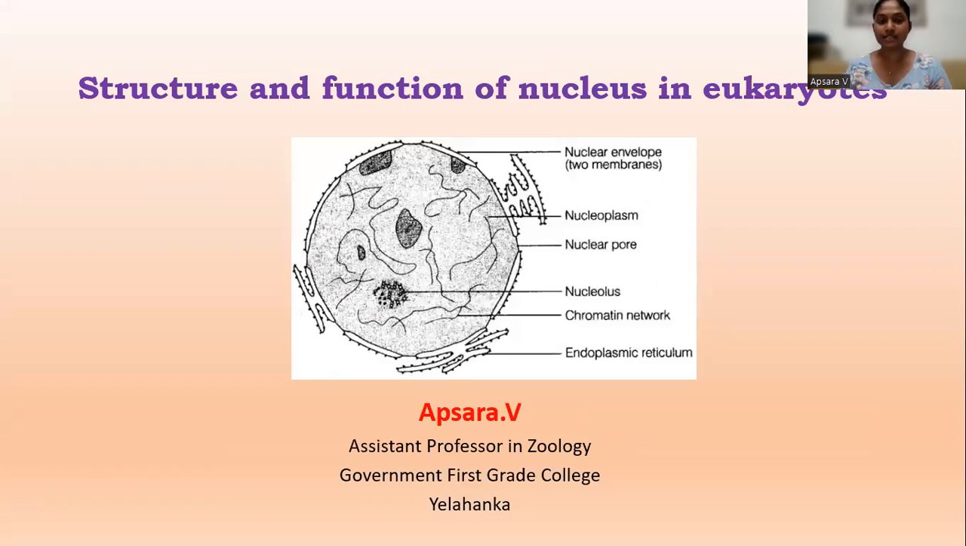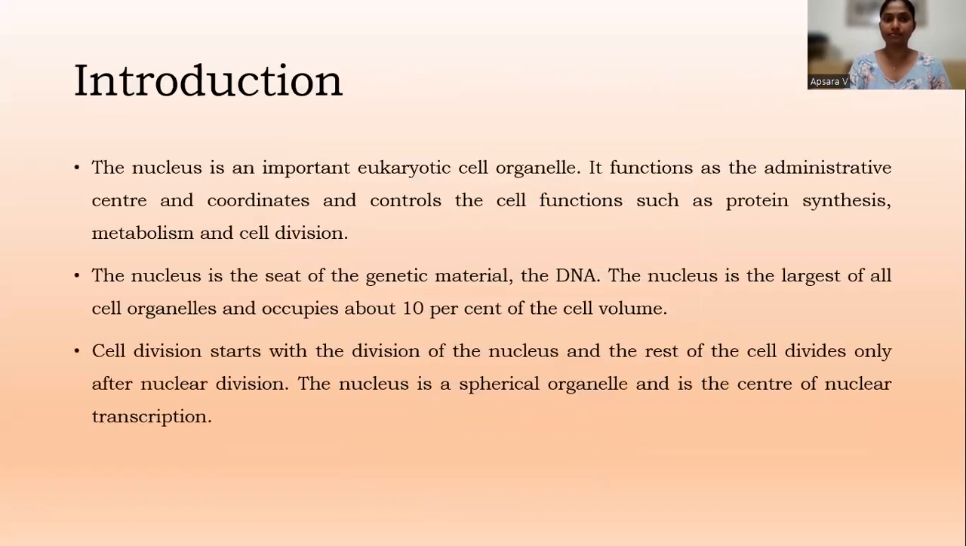Welcome back, students. In this session, let us learn about the structure and function of nucleus in eukaryotes. The nucleus is an important eukaryotic cell organelle. It functions as the administrative center and coordinates and controls the cell functions such as protein synthesis, metabolism, and cell division. The nucleus is the seat of genetic material, the DNA.